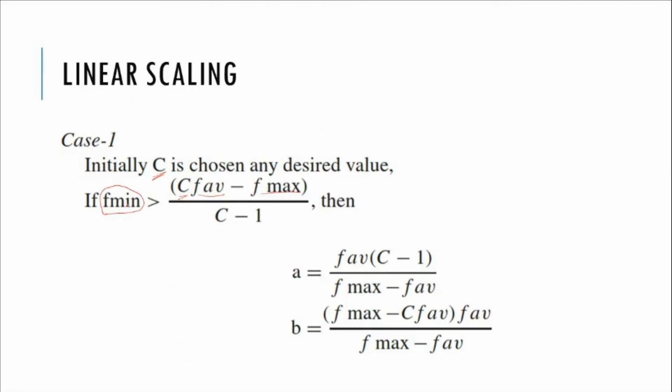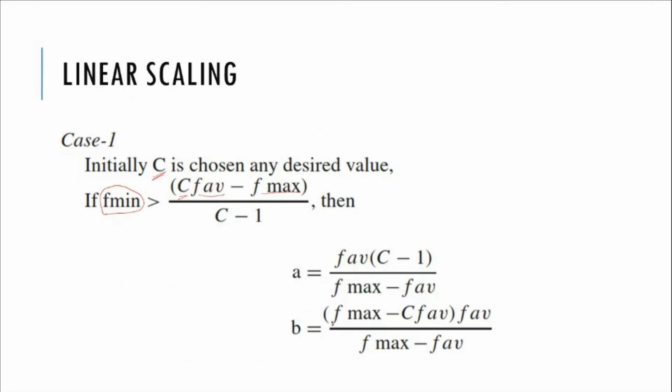So if F min is greater than this value, then we calculate A and B as F average into C minus 1 divided by F max minus F average. So F denotes the raw fitness, not the scaled fitness. In all these cases, we are considering only the raw fitness values, because we are calculating A and B in order to find out the scaled fitness values. So A is equal to F average into C minus 1 divided by F max minus F average.